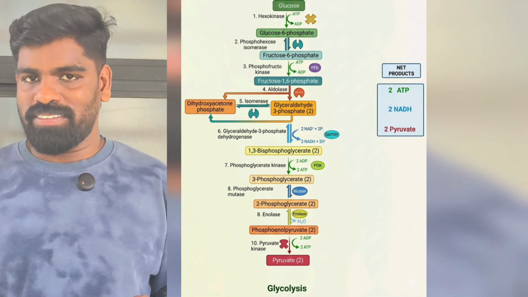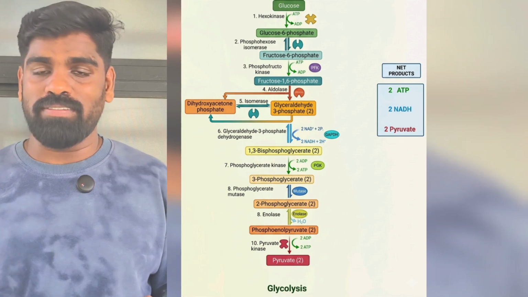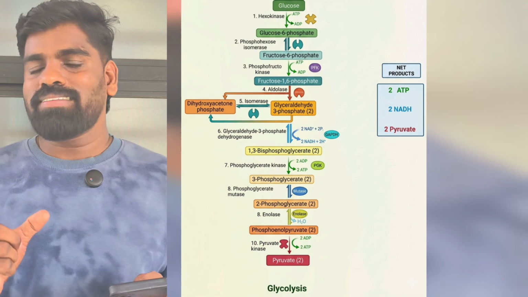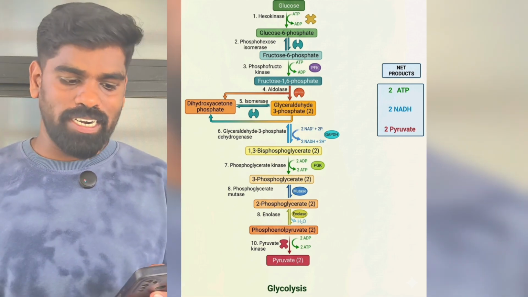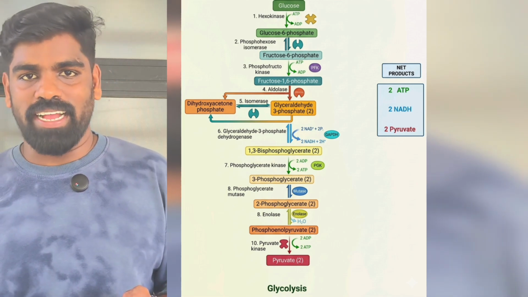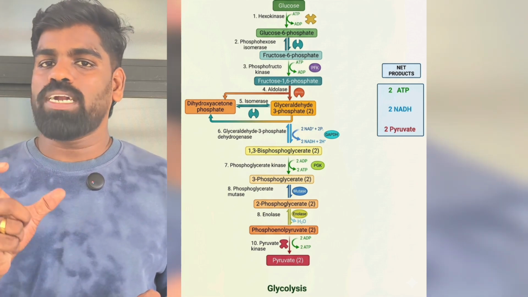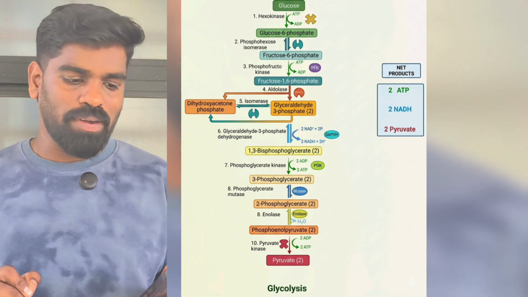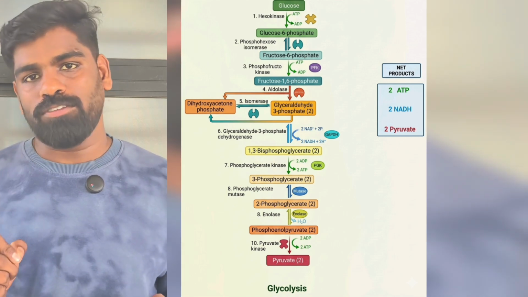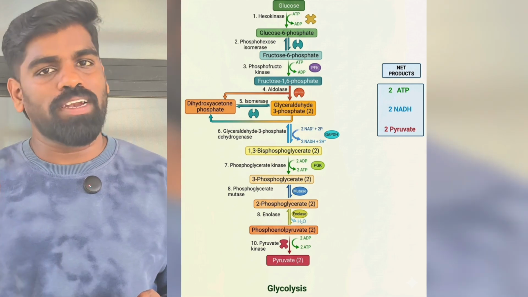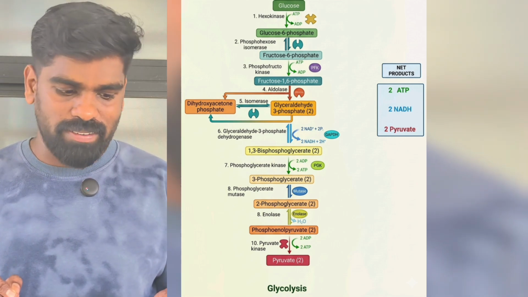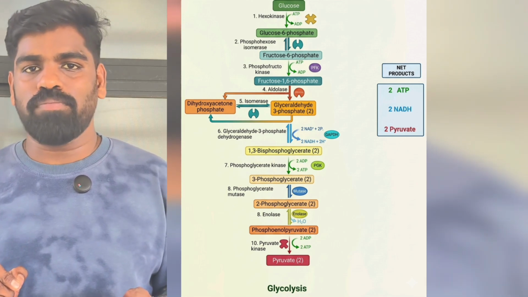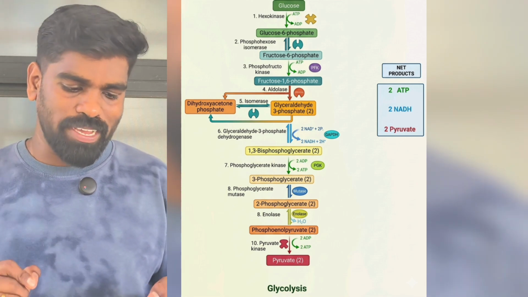From here onwards, the second phase, which we call the energy producing phase, will start. In the first phase, the energy consuming phase, ATPs are consumed in two steps. Now glyceraldehyde 3-phosphate is converted into 1,3-bisphosphoglyceric acid. This entire process takes place in the presence of glyceraldehyde 3-phosphate dehydrogenase enzyme, and here one NAD is converted into NADH plus, or NADH2. Keep that in your mind.